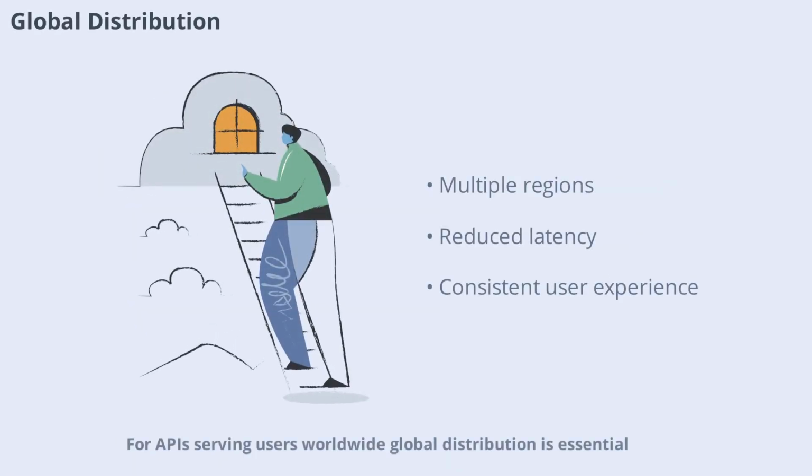For APIs serving users worldwide, global distribution is essential. Deploying servers in multiple regions reduces latency and improves reliability. Content delivery networks, CDNs, and global load balancers help route requests to the nearest server. This approach ensures a consistent experience for users, no matter where they are located.